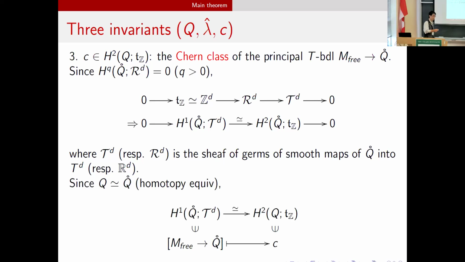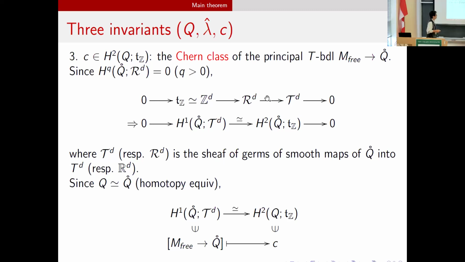And moreover, Q is topologically a manifold with boundary, so it is homotopy equivalent to its interior. So Q and its interior are homotopy equivalent. And now it is a constant sheaf, so this second cohomology is nothing but singular cohomology. So it is isomorphic to the second cohomology of Q over the lattice of the Lie algebra.